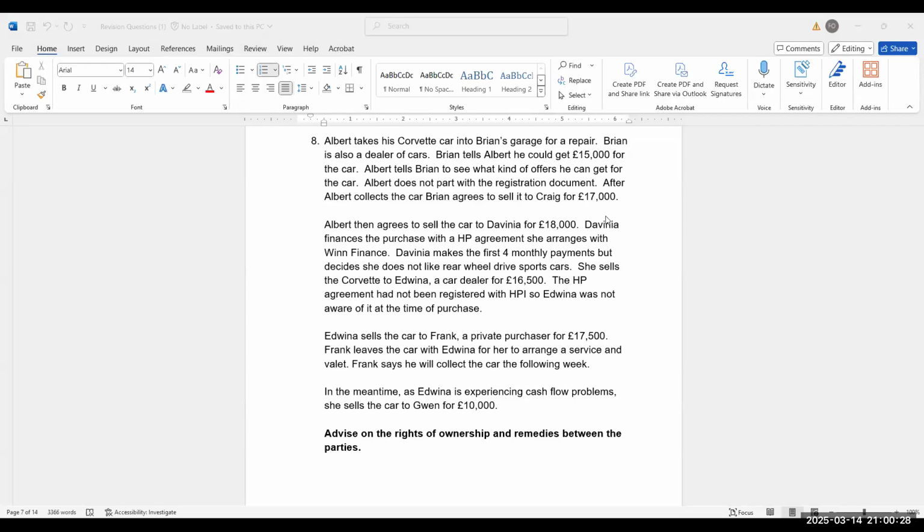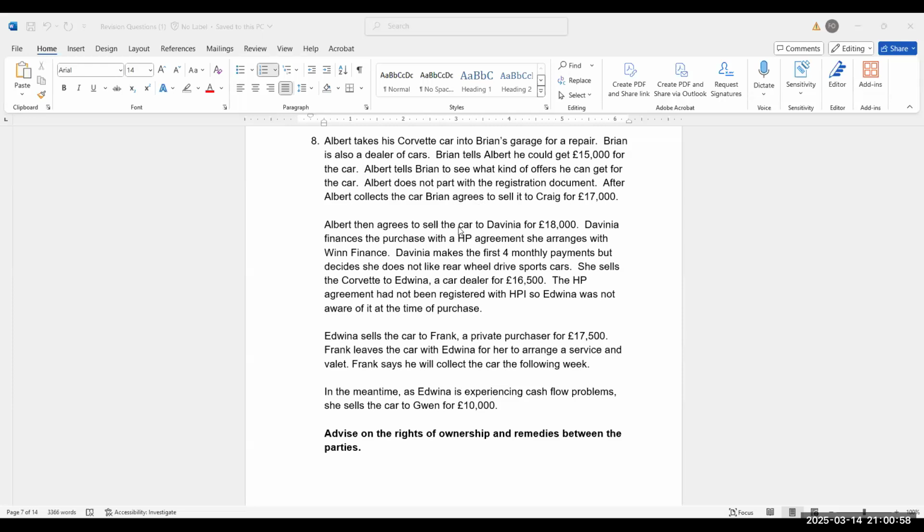Before we went on break, we talked about the remedies in relation to Craig, and I said we're going to move on to talk about Albert and Win Finance. This is not something that we will be overflogging because Win Finance got what they bargained for. There was no issue in relation to the transfer of ownership to Win Finance. They actually got what they bargained for from Albert, and the car was sold to them for 18,000 pounds, and they passed that on to Davinia.